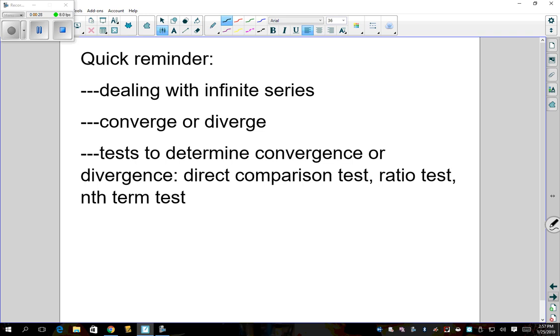The tests that we've learned so far are the direct comparison test, the ratio test, and the nth term test. We can use them to determine if certain series converge or diverge. But there are going to be more complex series that we'll come across that we'll need to use the integral test to solve.